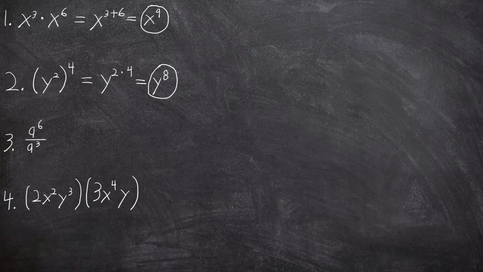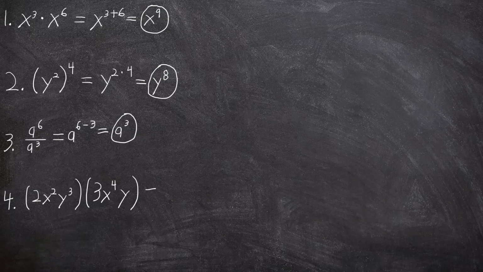Number 3, a to the 6th over a to the 3rd power, or a cubed. It would be as simple as doing a to the 6 minus 3. We would get a cubed. Final answer for number 3.